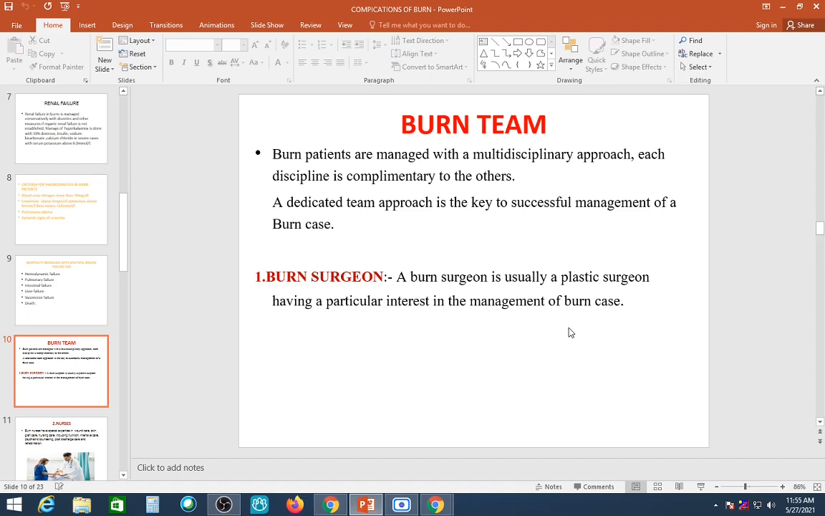Please write this down fast. The first is the burn surgeon we need. A burn surgeon is usually a plastic surgeon or one with a particular interest in the management of burn cases. Maybe a specialist or a surgeon can do this part, so based on the patient's condition, we will require one. So the burn surgeon is also under the burn team.